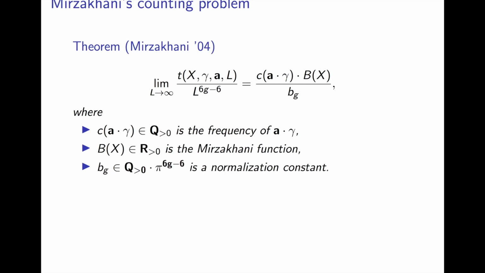And the answer to this question was given by Mirzakhani in her thesis. What Maryam proved is that this quantity that we were trying to count grows asymptotically like L to the 6g minus 6, and moreover, we know that the leading coefficient of this asymptotic can be described in the following way. It has a factor which depends on the weighted multicurve, so that's A times gamma, and we usually call it the frequency of that weighted multicurve. It has a factor which depends on the hyperbolic structure, and we usually call that the Mirzakhani function, and then there's also some normalization constant which depends only on the genus.